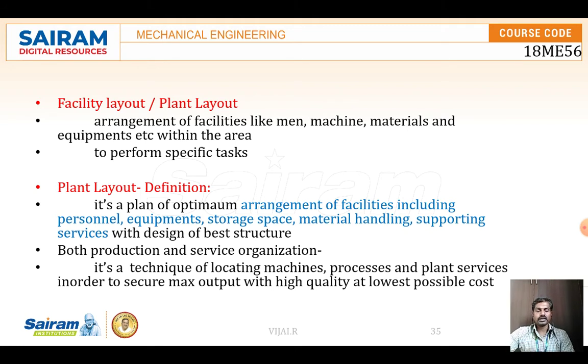So plant layout is the maximum utilization of the area. A layout is used for deciding the utilization of the given area with the best structures, right? It is there in both production as well as service organizations. Production organization means industries, like Ashok Leyland, Tata, or whatever industry you take, where components are getting produced.